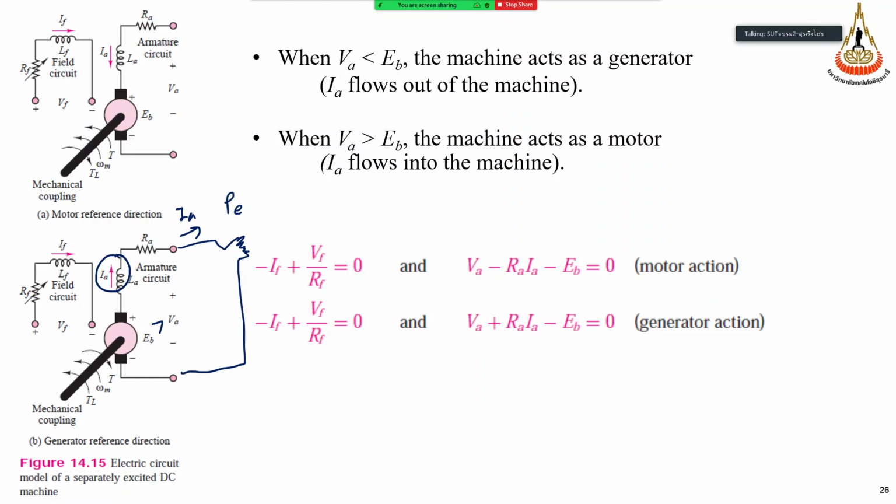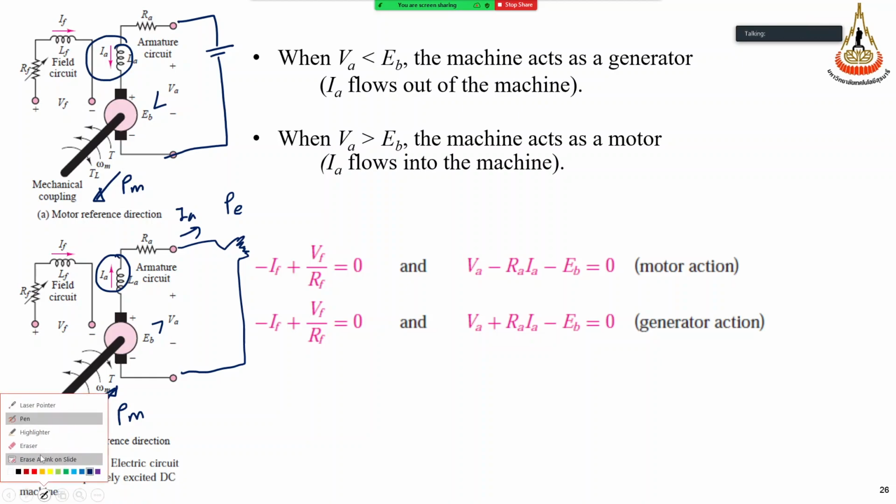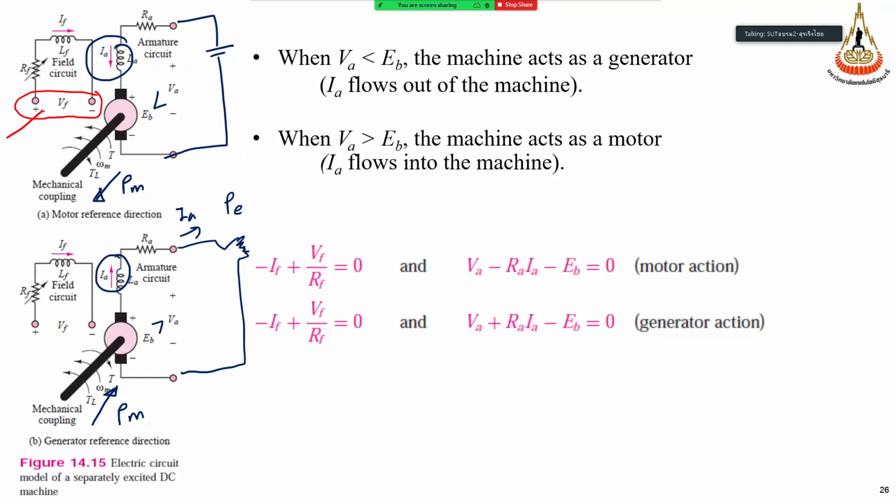And in motor mode, we supply the voltage here, and VA must be greater than EB, right? And the current will flow into the machine, and this will be the output. So for a generator, P mechanic will be the input. This is a formula just for a separately excited machine. So we need another DC supply for field excitation for both motor mode and generator mode, right?